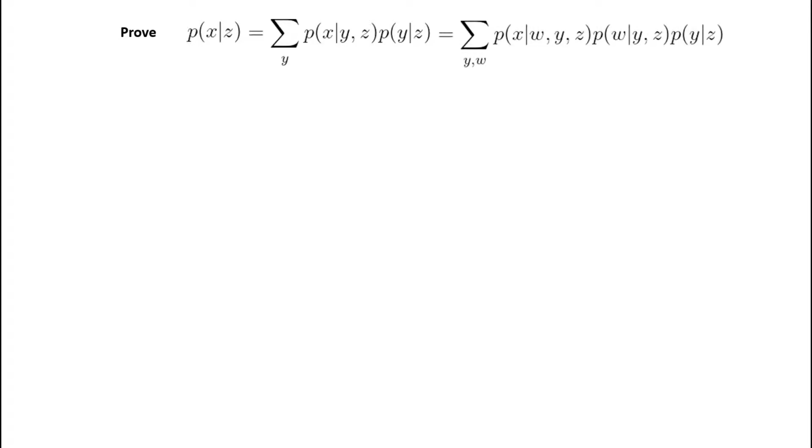which we then have to prove is equal to the probability of x given w, y, and z times the probability of w given y and z times the probability of y given z, all summed over y and w, which implicitly means a double summation. So summing over y's and summing over w's, each independently of the other.